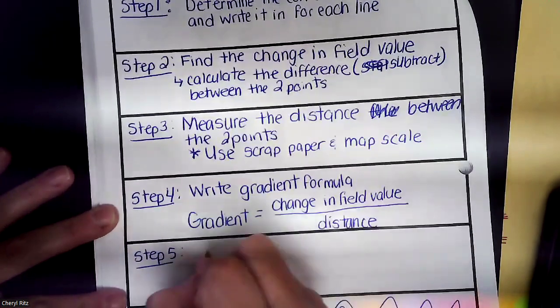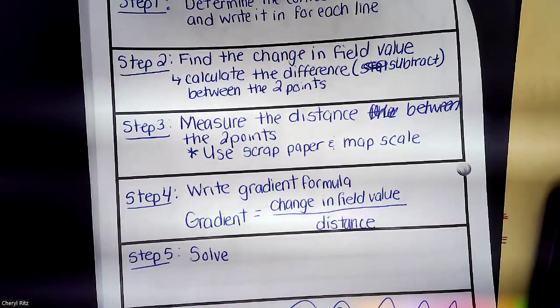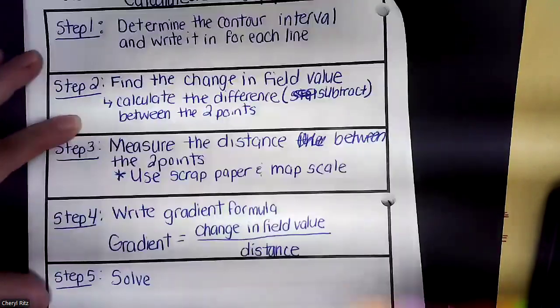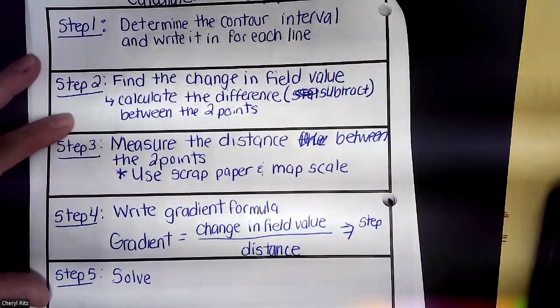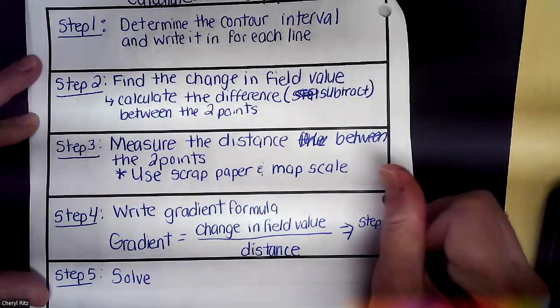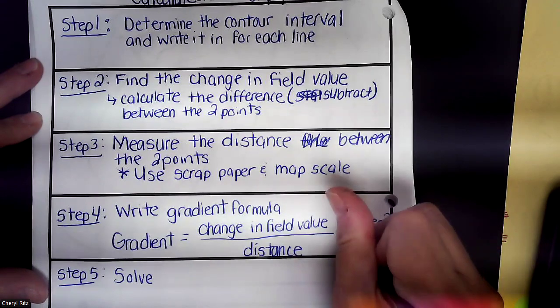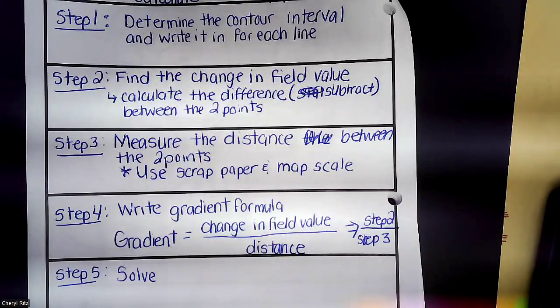Step 5, nice and easy. Solve it. I do want to point out change in field value. What step is that? Which one calculated the change in field value? So this is really just taking step 2 and dividing it by, which one did we find the distance in? Yep. So you're really just taking step 2 and dividing it by step 3.